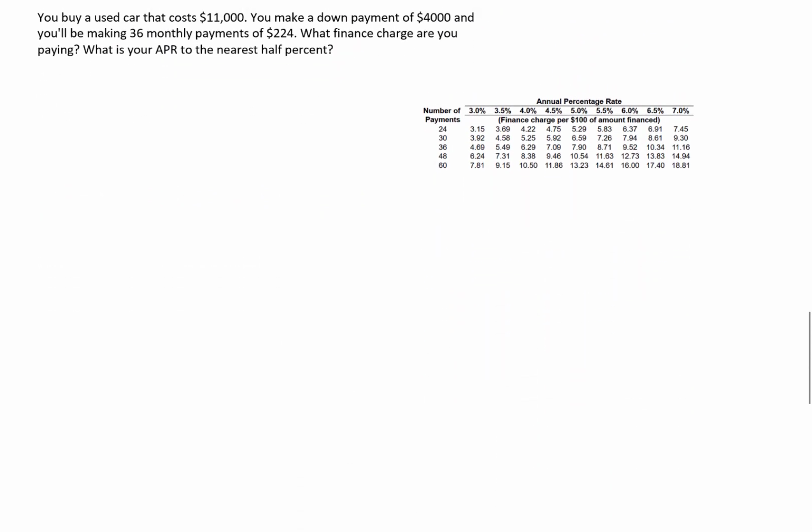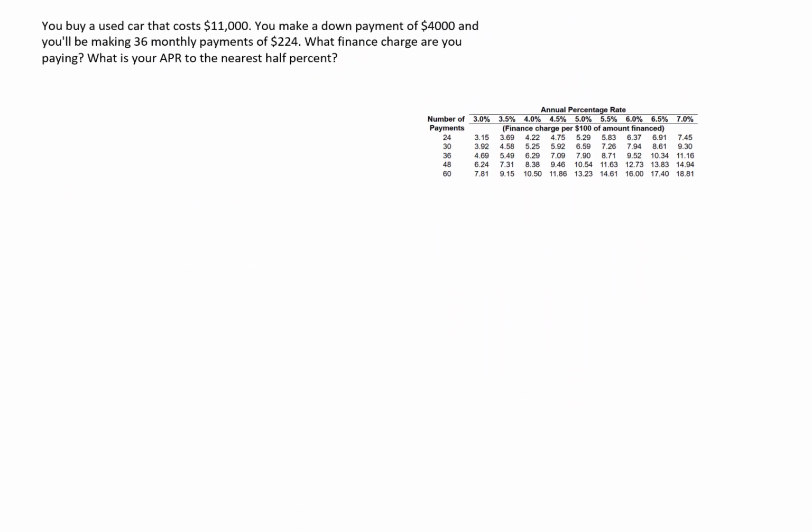this next problem. You're buying a used car that costs $11,000. You can make a down payment of $4,000, and you'll be making 36 monthly payments of $222. The question is, what finance charge are you paying? Well, again, the finance charge is how much money you're paying just to borrow the money.